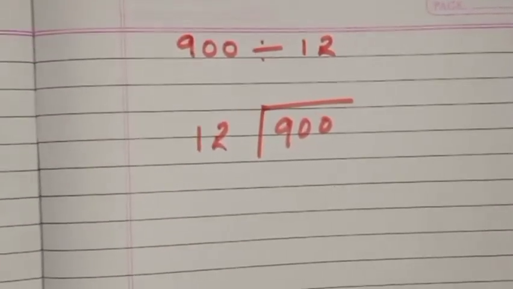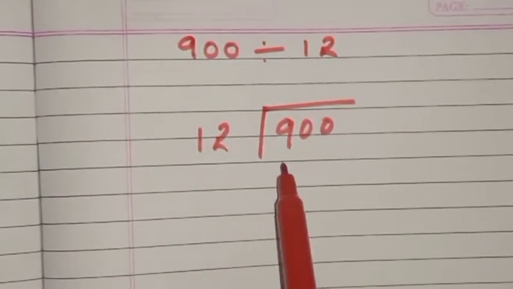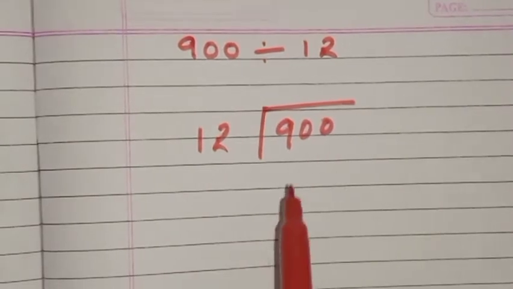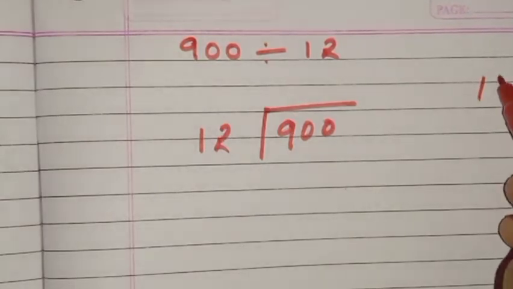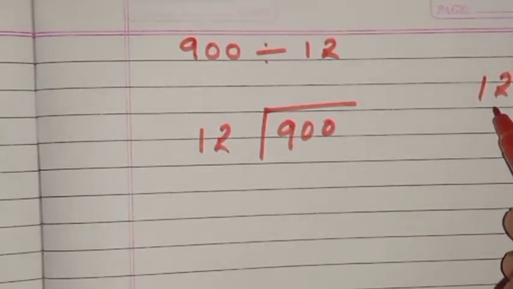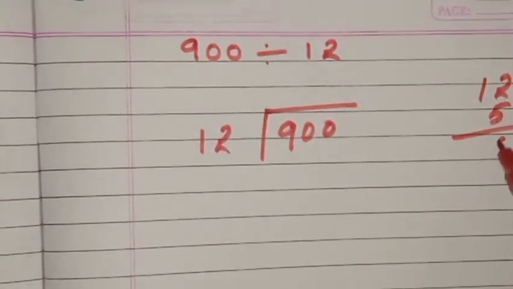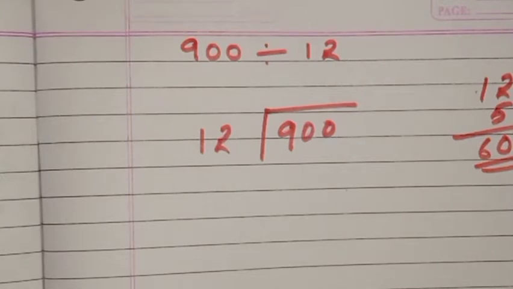So here you want to find out how many times 12 goes into 90. So you assume some numbers and find out the answer. Simply multiply 12 into 5. You assume 5, then find the answer. 5 2s are 10, then balance 1. 5 1s are 5. 60. So 60 is smaller than 90.